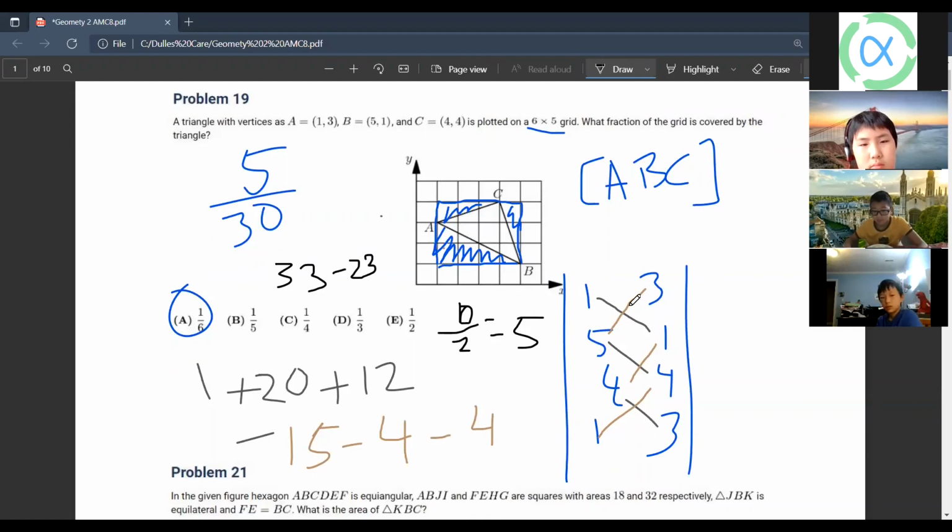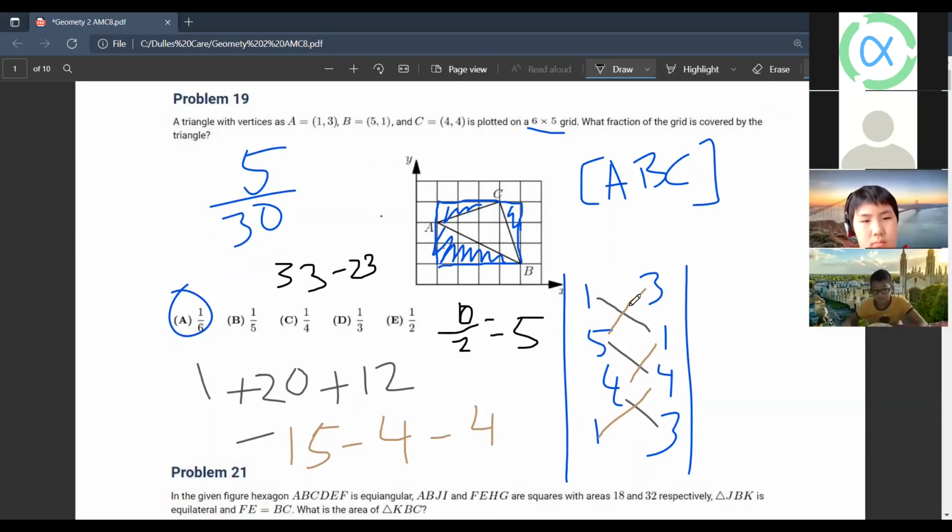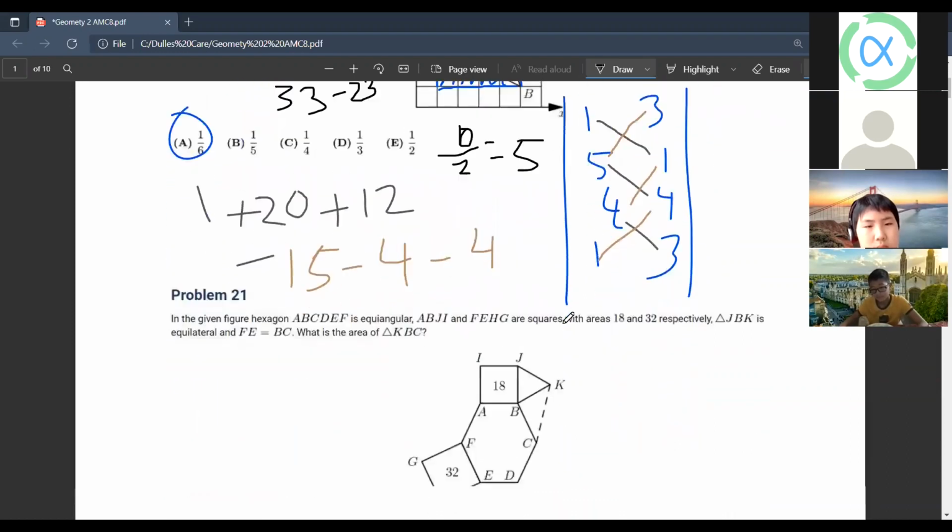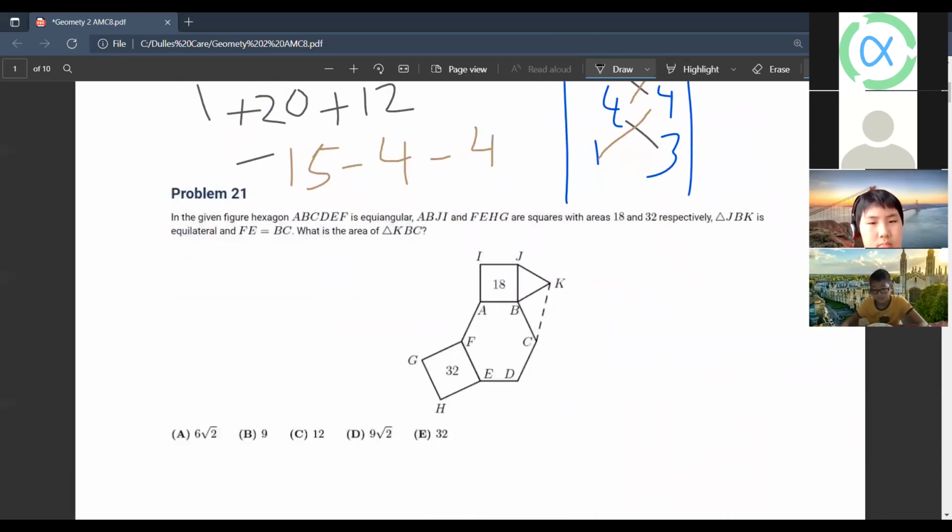The reason why it's called shoelace is because it kind of looks like when you tie shoelaces. Did someone say no? Does anyone want me to go over this again? All right. It looks like no one wants me to go over it again, so let's continue.